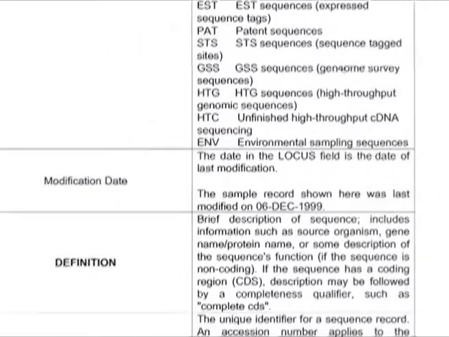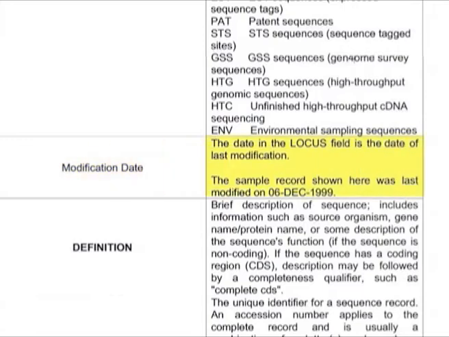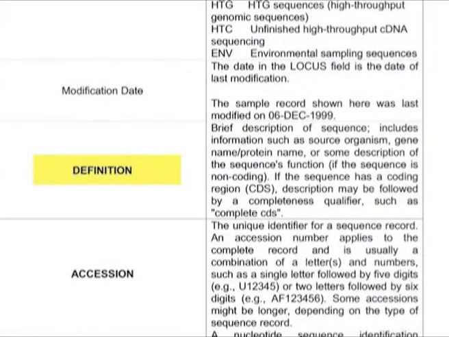The next is modification date. It is the date in the locus field of the last modification. The sample record shown here was last modified on 6th December 1999. The next field is definition. Definition describes the brief description of sequence which includes information such as source organism, gene name or protein name or some other description of the sequence function. If the sequence has a coding region, description may be followed by a completeness qualifier such as complete CDS.